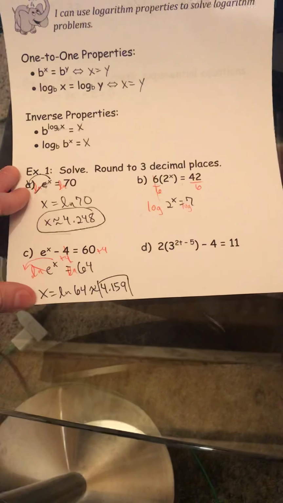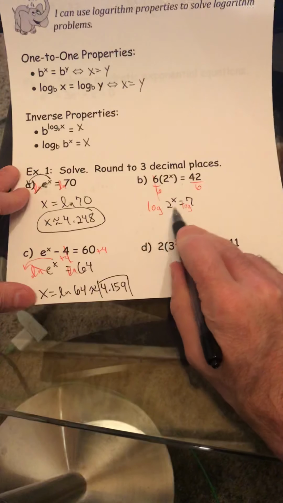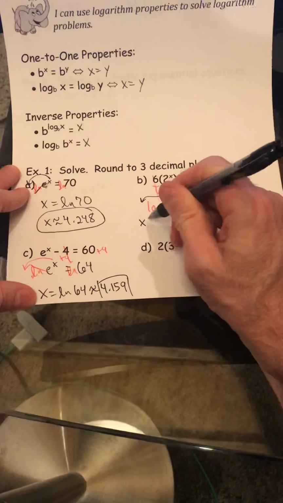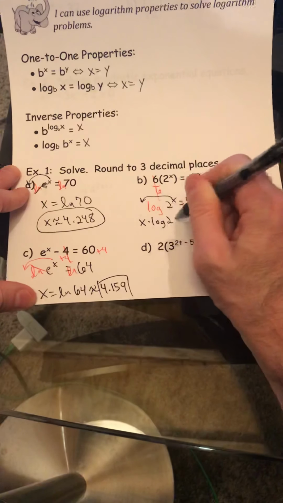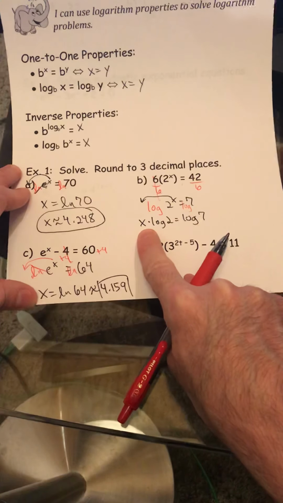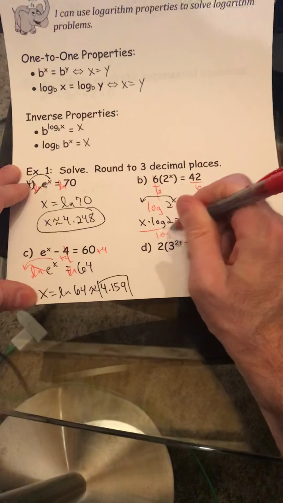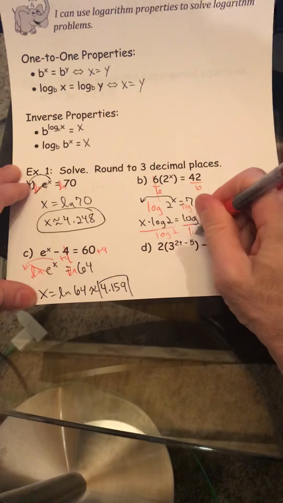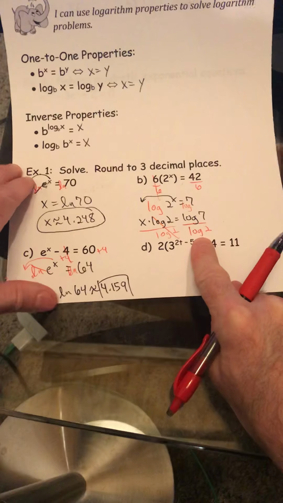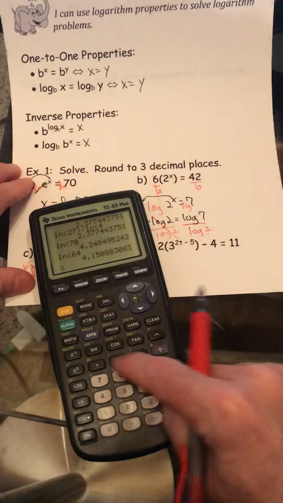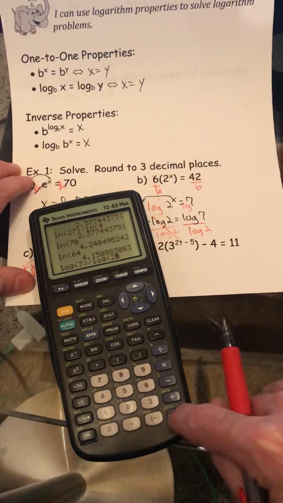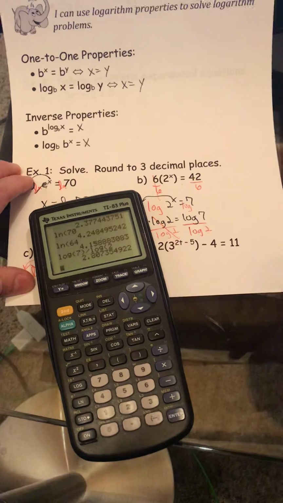Unfortunately, log and 2 don't cancel, but what that still allows us to do is move the x out front to where we can at least get it by itself. To do that, we divide by log 2. Essentially what we're doing here is a change of base. So when I enter log 7 divided by log 2, I get 2.807.